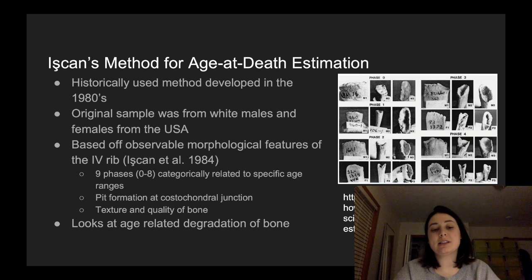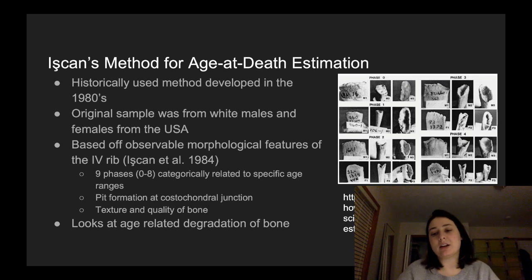They based this method off of observable morphological features of the fourth rib. And they divided those into phases. Each phase corresponds with an age range, and that goes from 0 to 8. And what they were really looking at was the pit formation of the costochondral junction and the texture and quality of the bone.